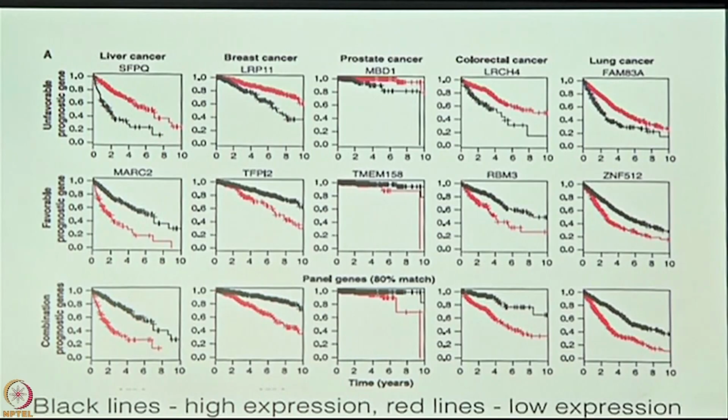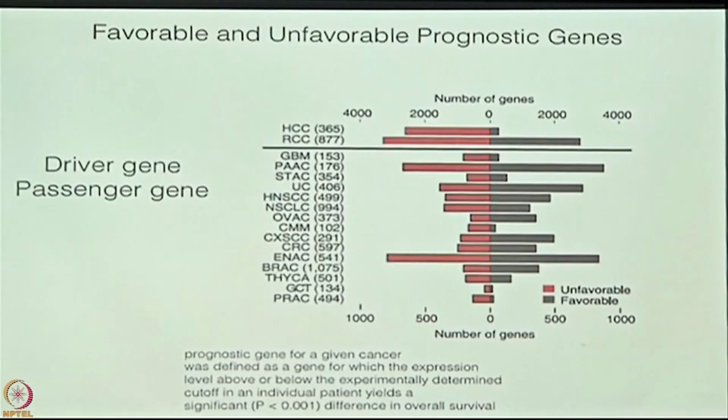Therefore, that classifies it as an unfavorable prognostic indicator. This gene MARK2, the events seem to be happening more slowly. If that is present, then that's a favorable prognostic indicator. Finally, if you combine with a panel, that's what you get. Let me put it in a different way. The number of prognostic genes were classified into favorable and unfavorable, as I just told you.